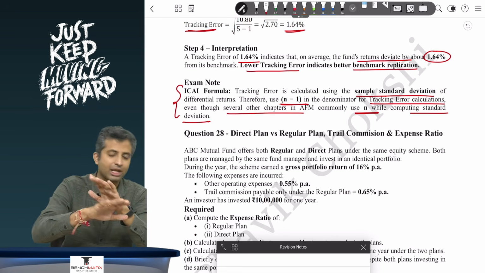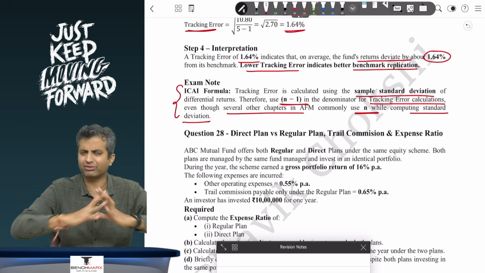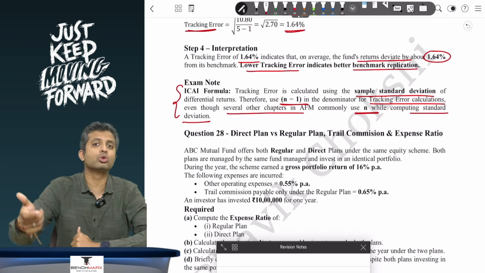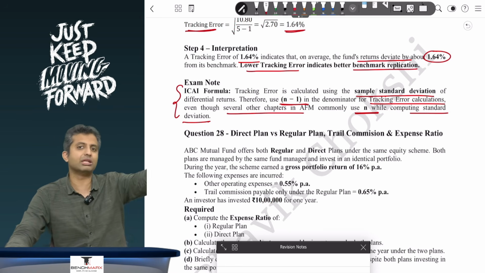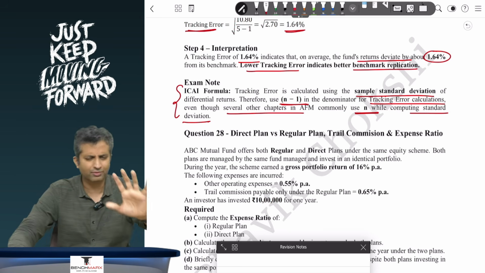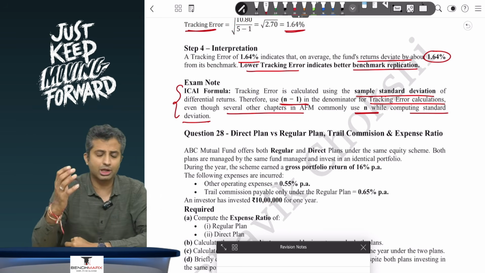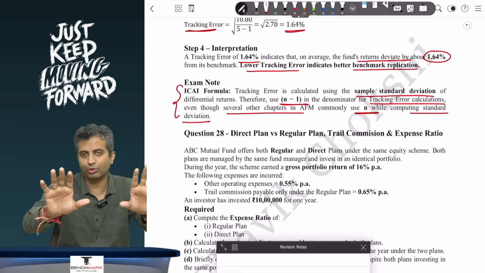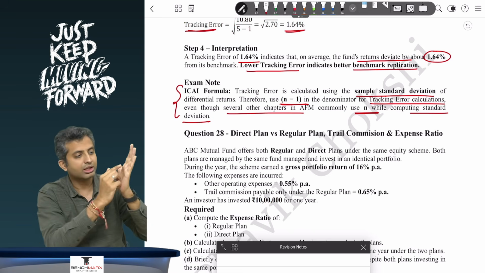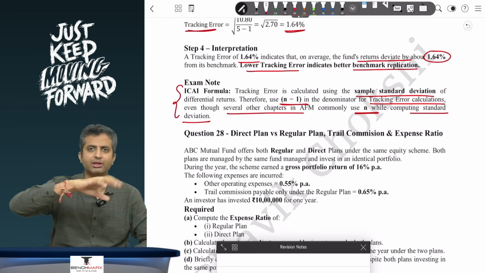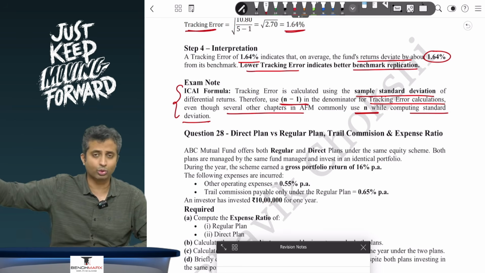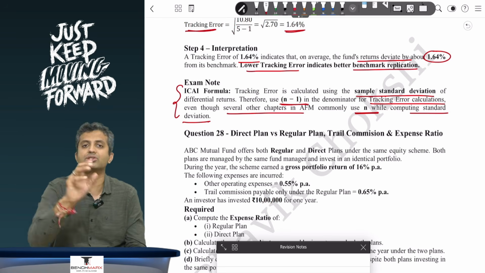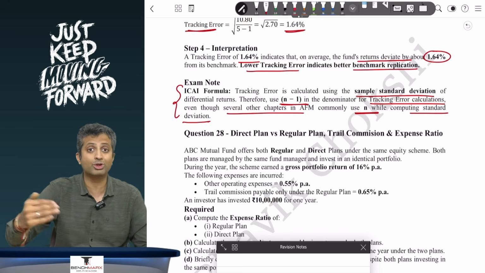And in that direct plan, it is the same fund, same asset, same portfolio, same manager. However, there is no trail commission to be paid if you directly invest. Maybe you can go directly to the fund's website, not through a broker or a distributor. And how will we know in practice if you have invested in these funds? If it is written regular, let's say HDFC regular so and so plan versus HDFC direct so and so plan. If it is direct, that means that fund will have a lower expense ratio because it does not have to pay trail commission.